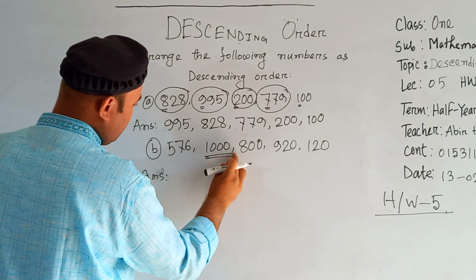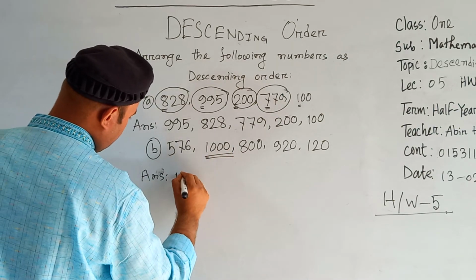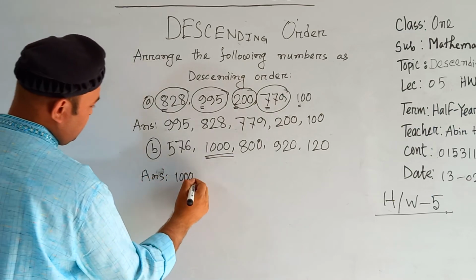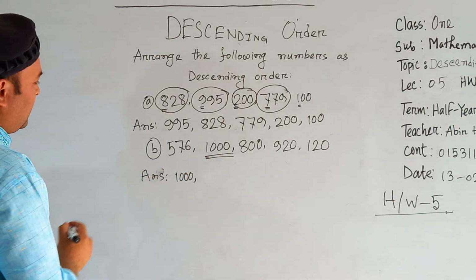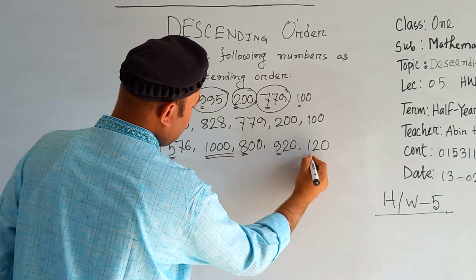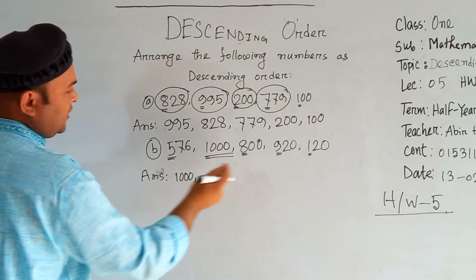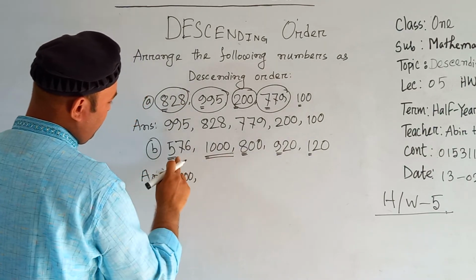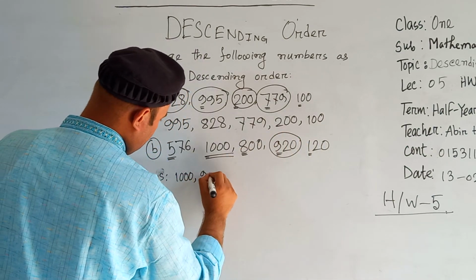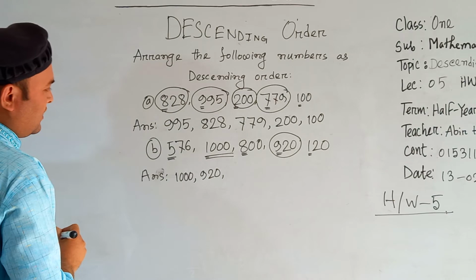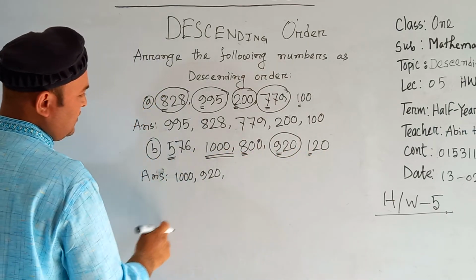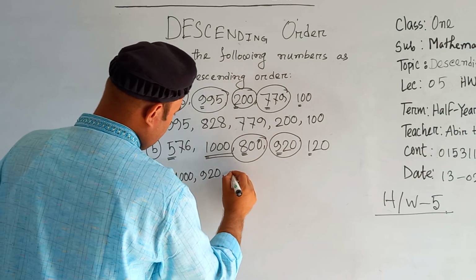That means this one is the largest number. So first of all, we have to write the 4-digit number 1000 here as the largest number. Then here is 576, here is 800, here is 920, and here is 120. Which is the greatest among them? 5, 8, 9, 1. So 920 is the greatest here. Then which one: 800, 576 or 120? So here 800 is the greatest number.